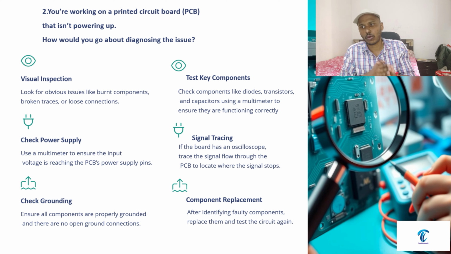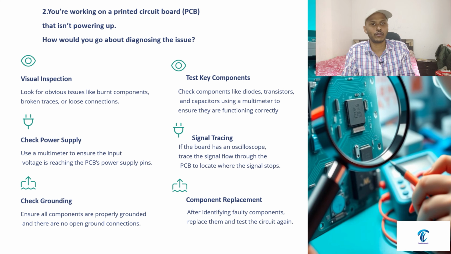And if you have an oscilloscope, then you can trace the signal flow through the PCB to locate where the signal stops. Once you identify which component is the issue, you can replace it and test the circuit again. So these are the troubleshooting methods, the things you should do if this kind of issue happens.